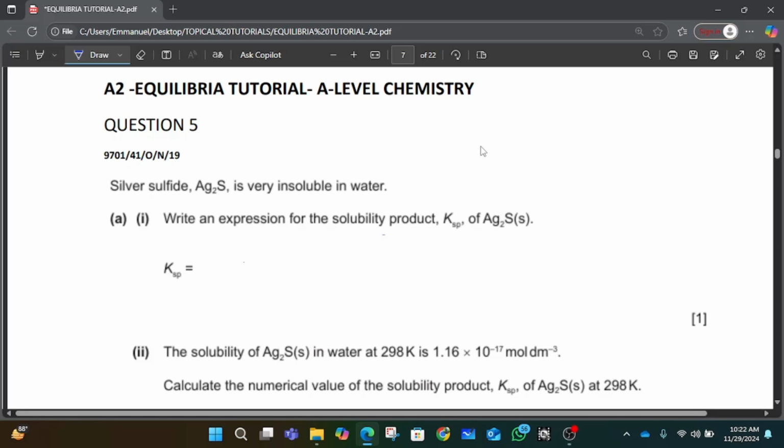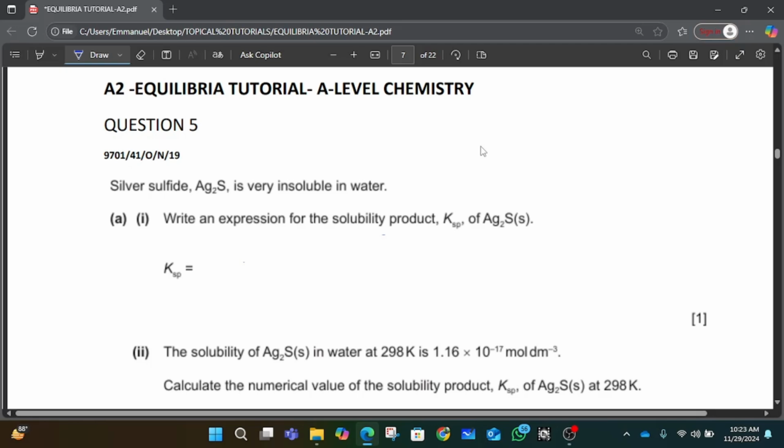Hello, in today's video, I'll be solving questions on A-level Equilibria from October-November 2019, paper 4-1. Question 5. Silver sulfide, Ag2S, is very insoluble in water. I. Write an expression for the solubility product, Ksp, of Ag2S solid.